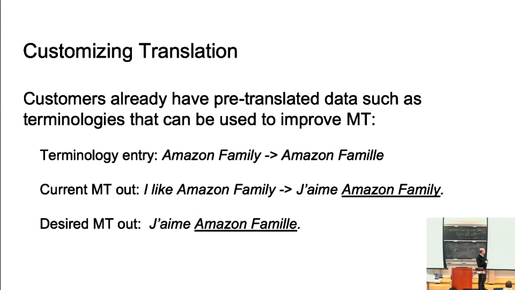We worked on this with Moses in the past, by allowing to insert translation suggestions inside the input of MT, and basically forcing the decoder then to use this suggestion in the output. How to do this now with neural MT? The scenario you see in this example is that you have some terminology entry like Amazon family. You have an input and you would like Amazon family to be translated exactly in that way.